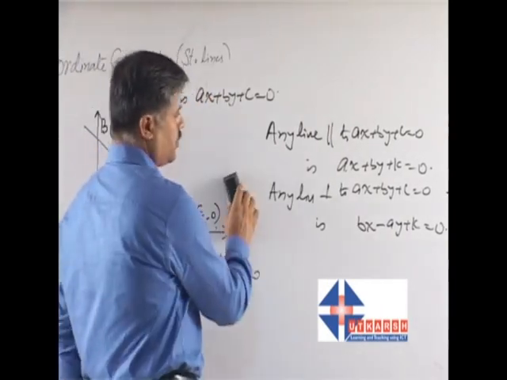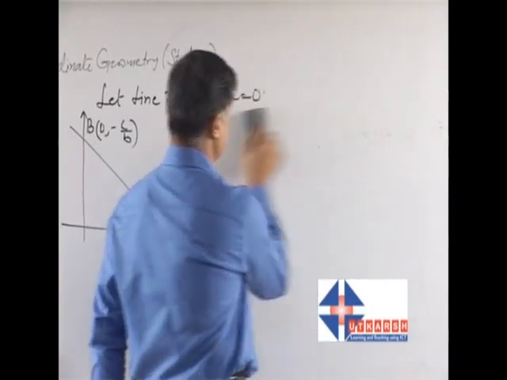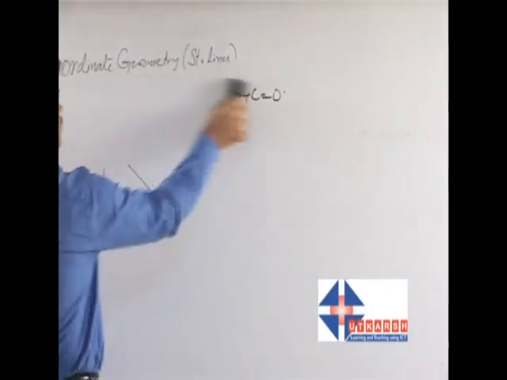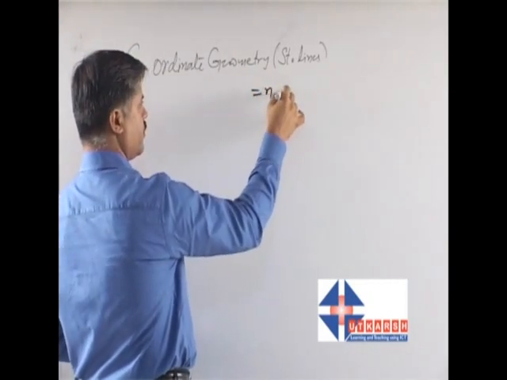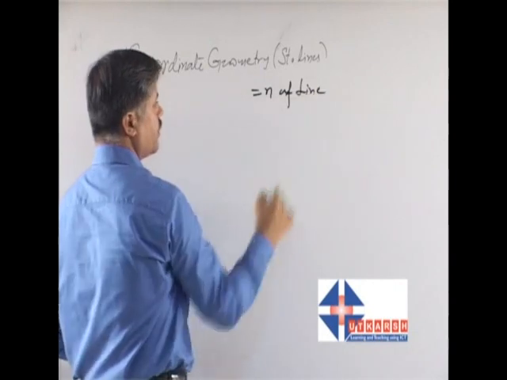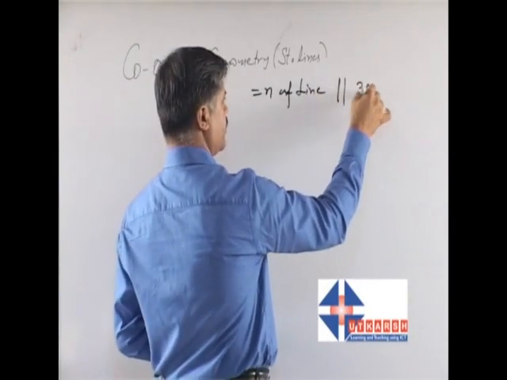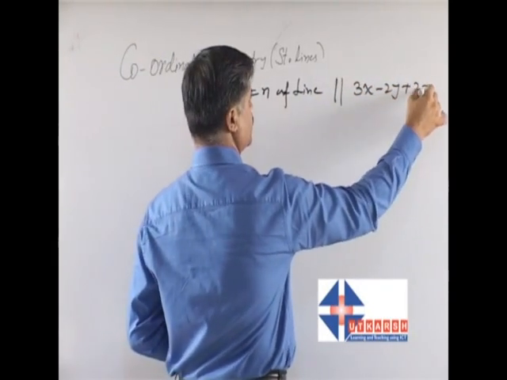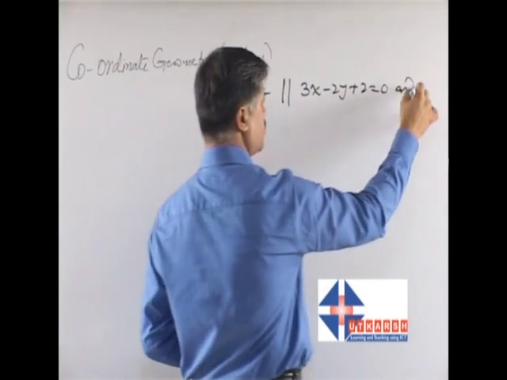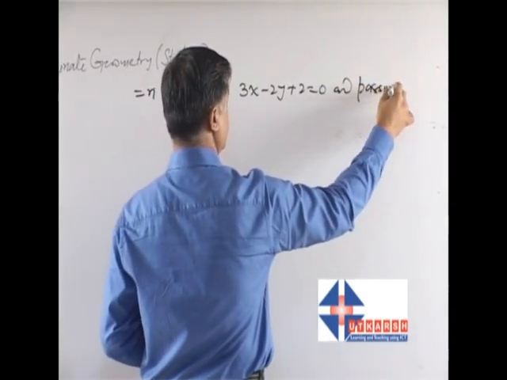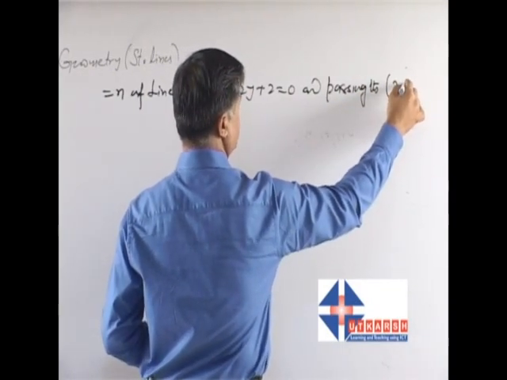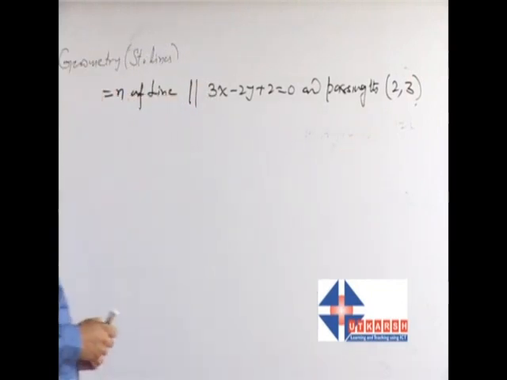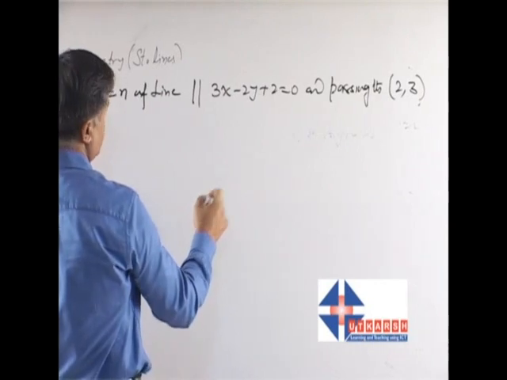Okay, now I am taking a question on this. Find the equation of the line parallel to 3x minus 2y plus 2 is equal to 0 and passing through 2, 3, say.